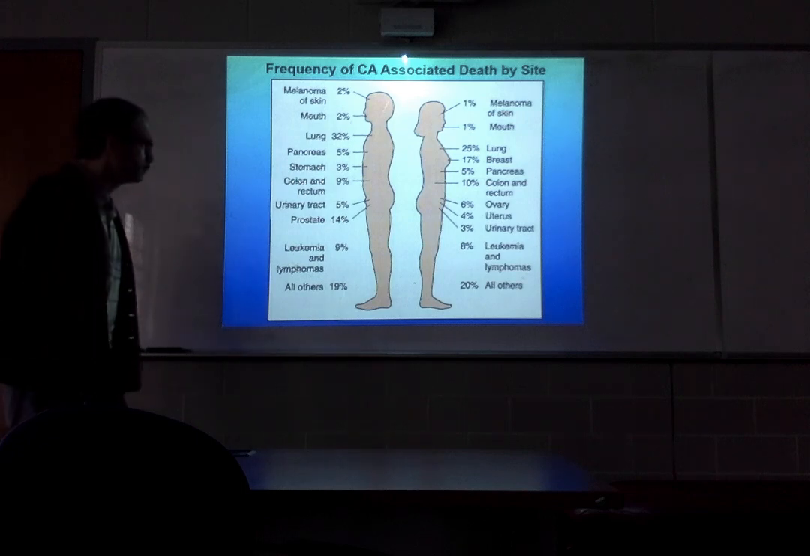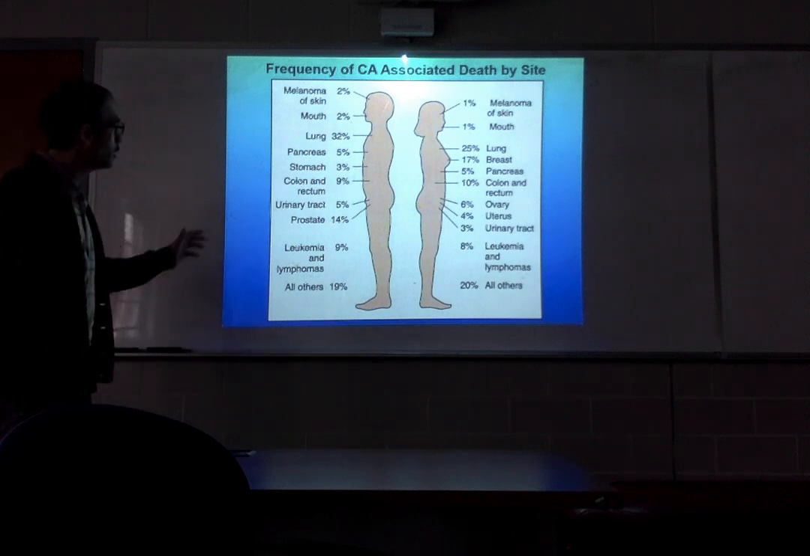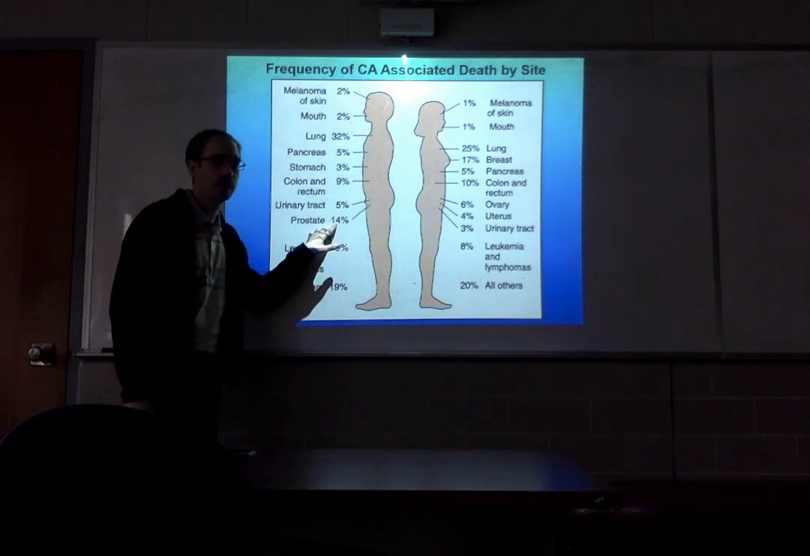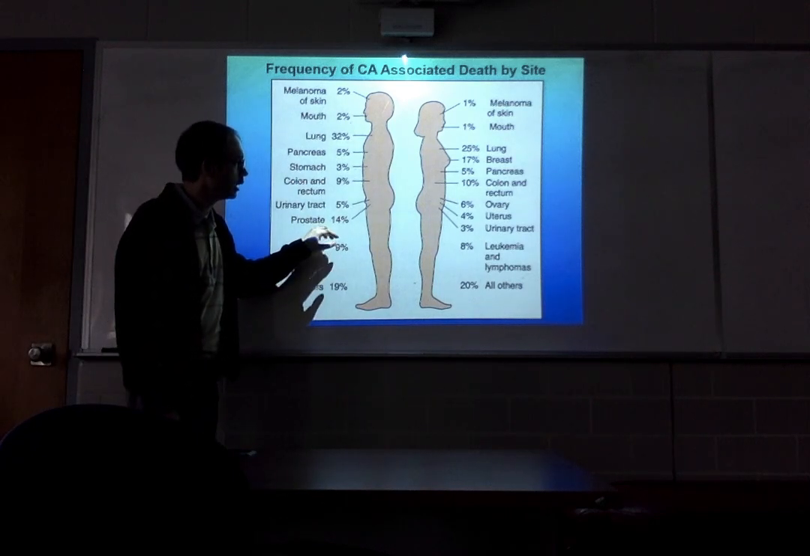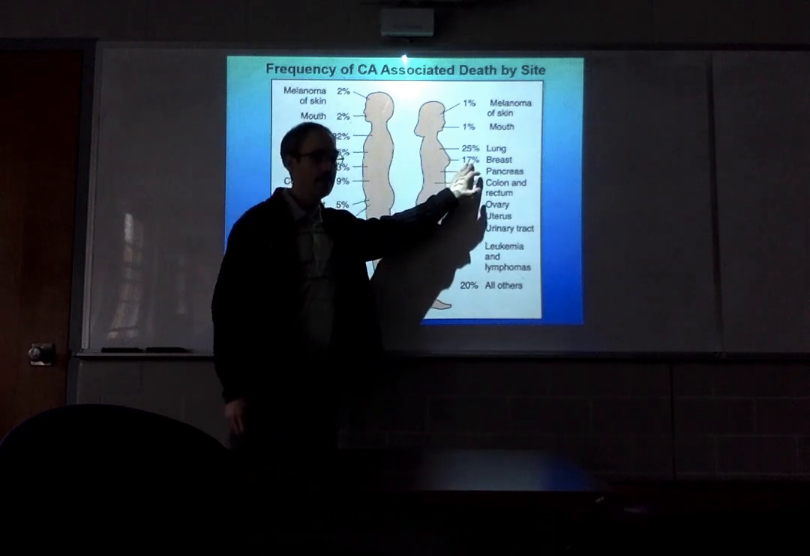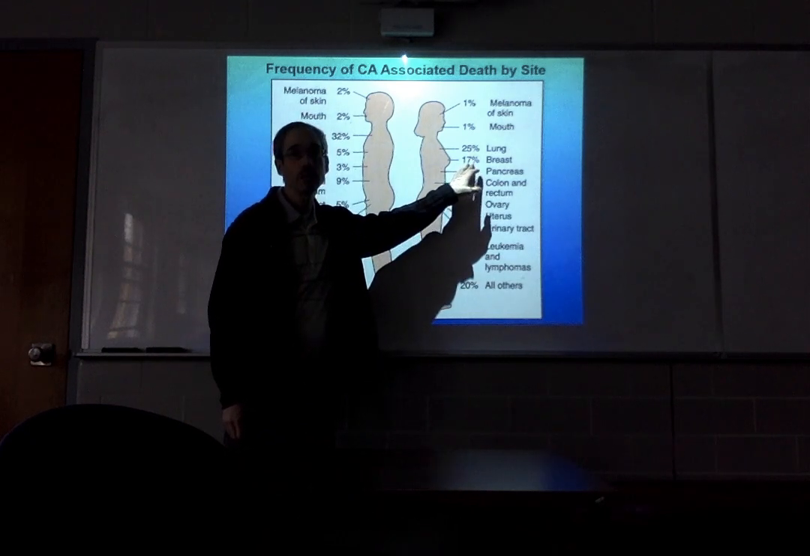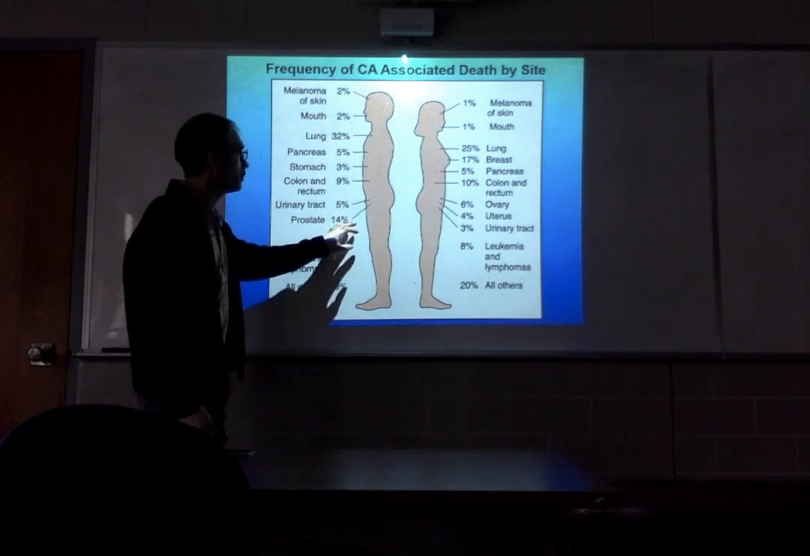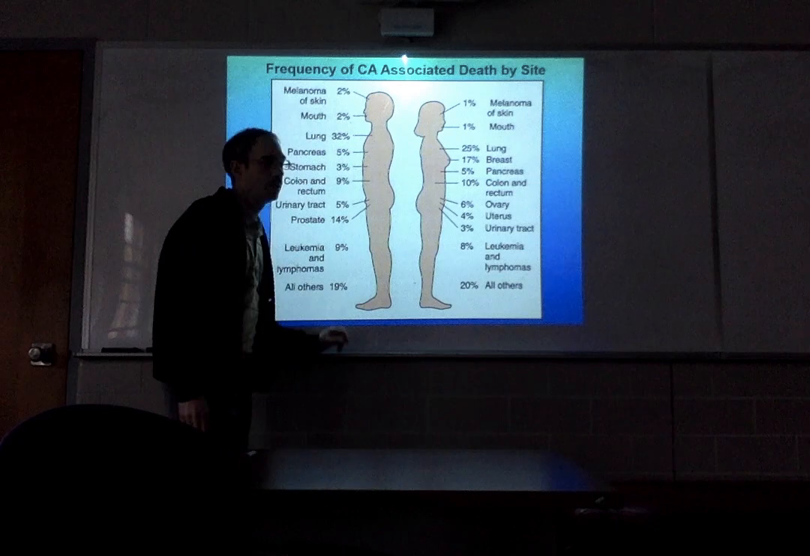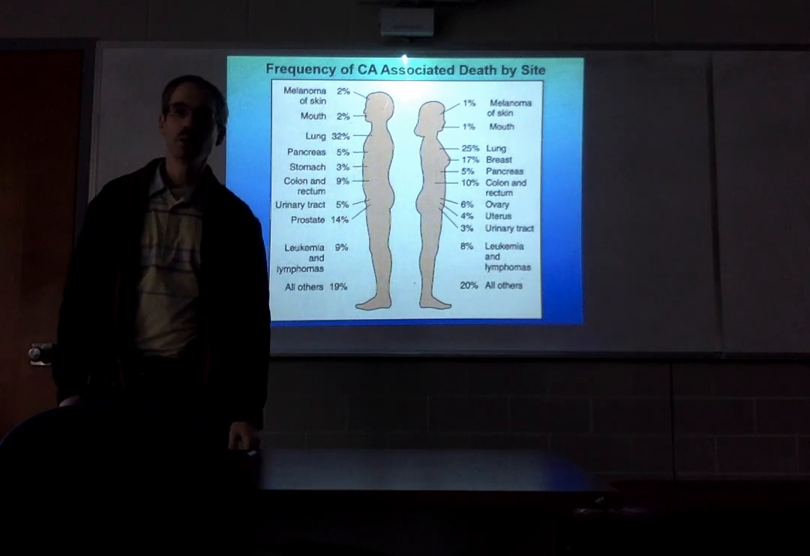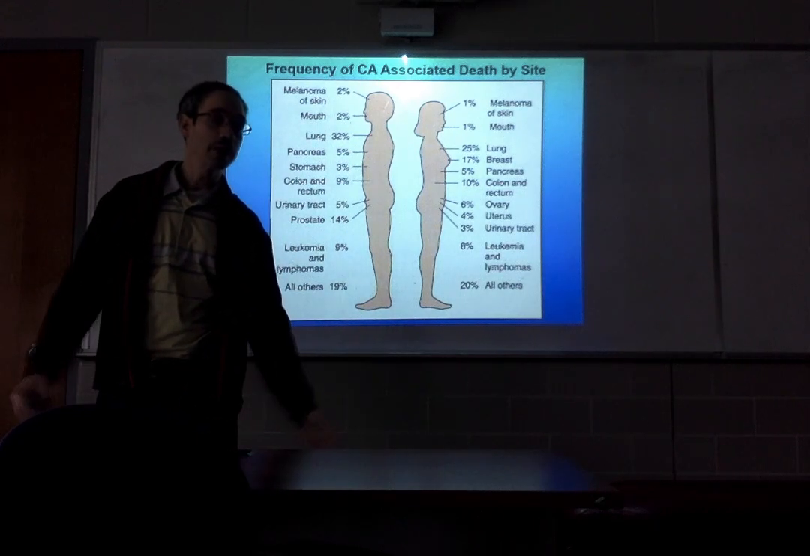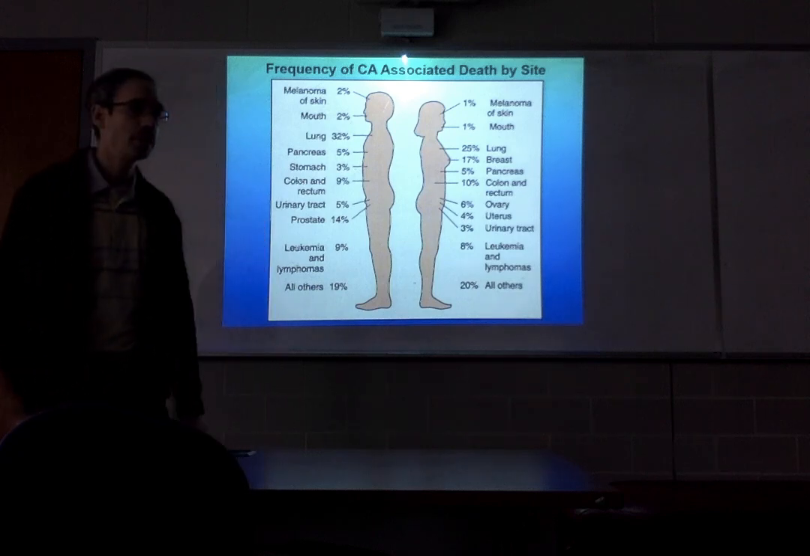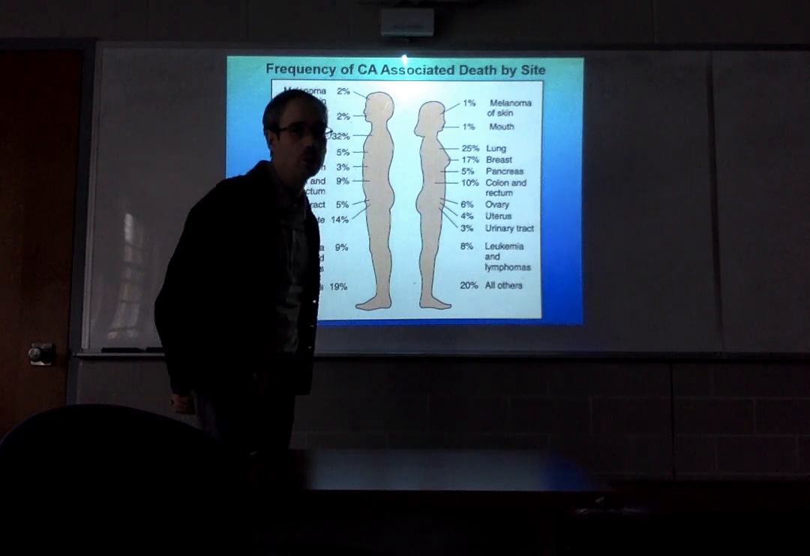Okay? So that's not really a surprise. The next most common cause of death in men is prostate cancer, accounting for 14%. And in women, it's breast cancer, accounting for 17% of cancer-related deaths. Now, these two tissues have something in common. Both these tissues are hormonally responsive, meaning that they will grow and involute in response to fluctuations in hormones.